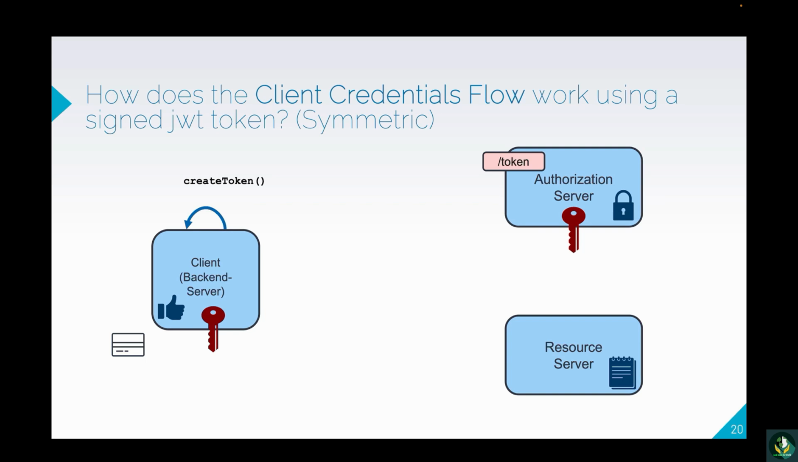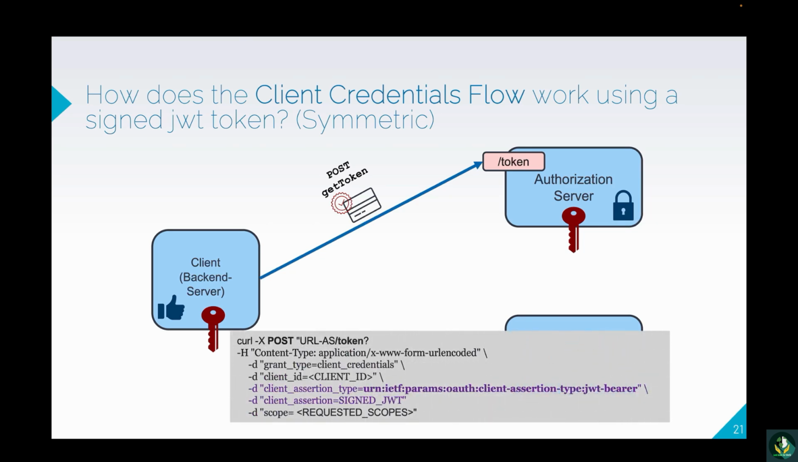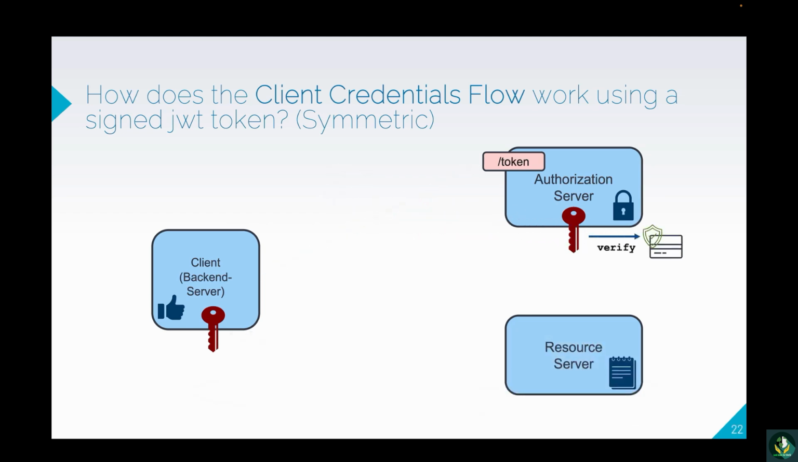The client creates a JWT token and signs it using the shared secret. The client sends a POST request to the token endpoint, including the signed JWT bearer assertion as the client's authentication. The curl command is similar to the one used in the standard client credentials flow, but instead of the client secret, the signed JWT is included in the client assertion parameter. An additional parameter, client assertion type, is included to indicate the use of the JWT bearer assertion method. The authorization server verifies the token using the shared secret. If everything checks out, it issues an OAuth 2 access token and returns it to the client.